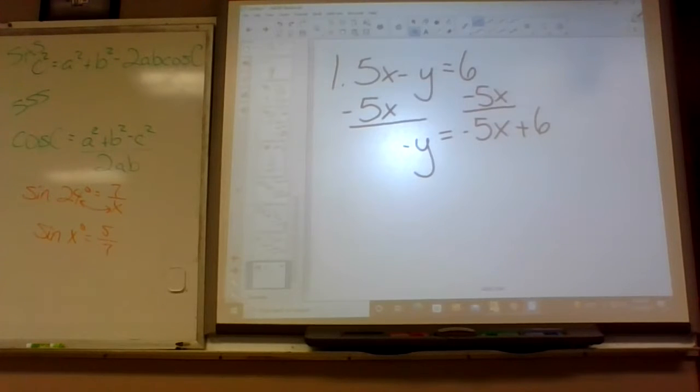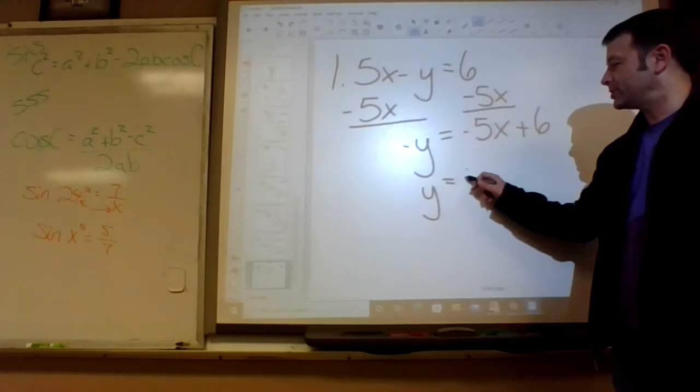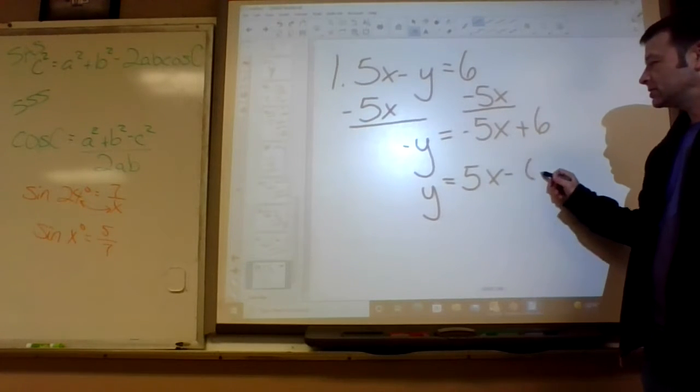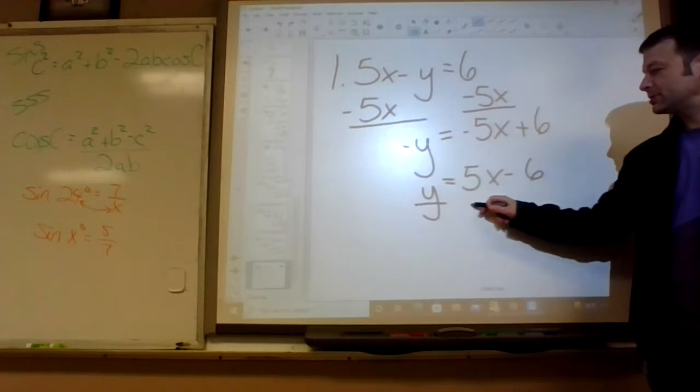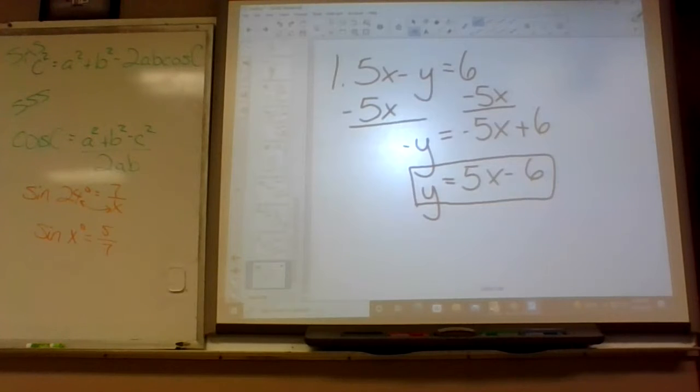And what do we do about the negatives in front of y? Divide by -1. All that happens when you divide by -1 is all the signs switch. Wait, what did we divide by? -1.